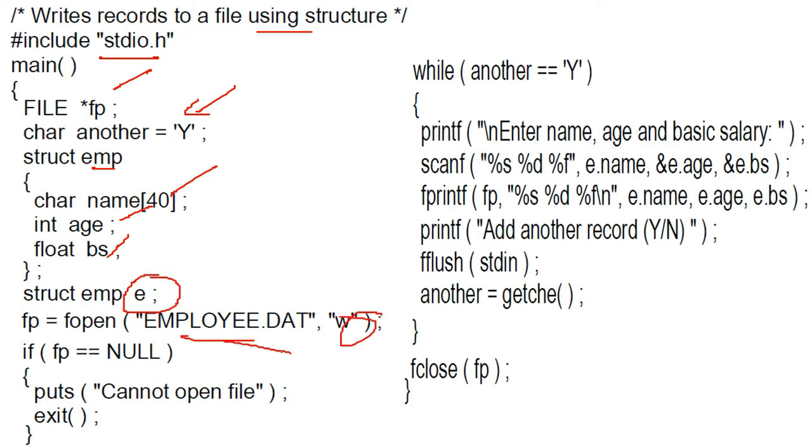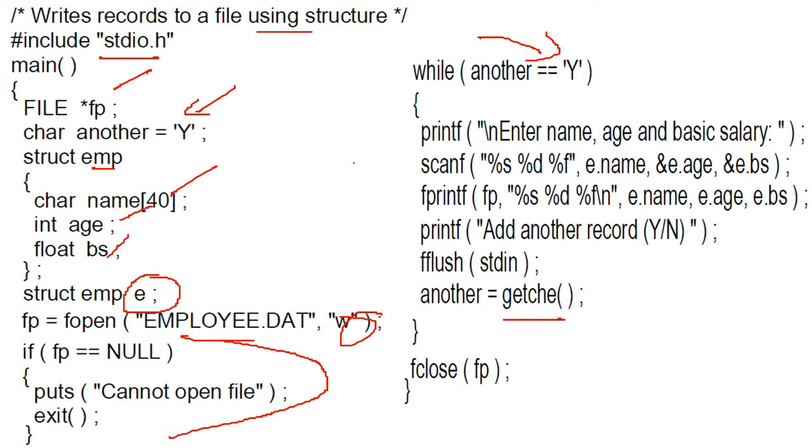If it doesn't open, we say okay, we come out. Now if everything goes fine, we say while another equal to y, which means we will take the character from the user, and till the time he says yes, we will run this loop again and again till the time he comes up with a character other than y.